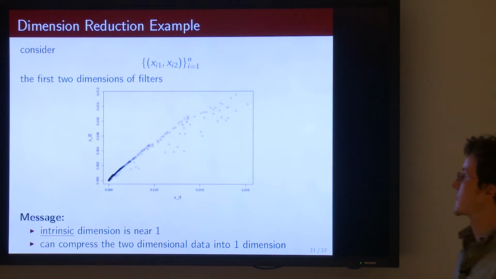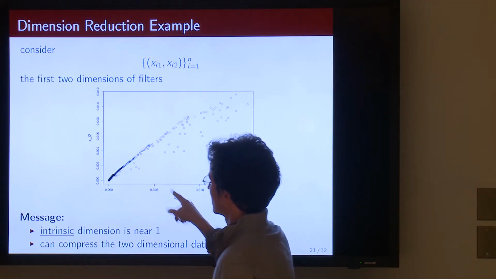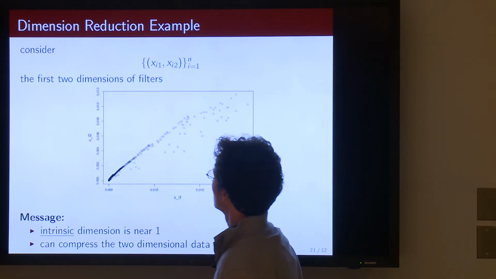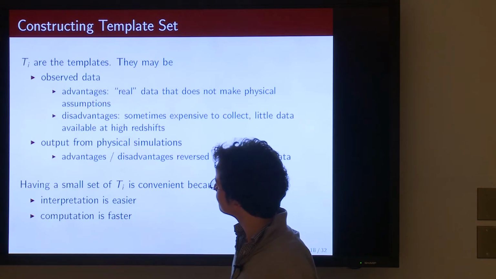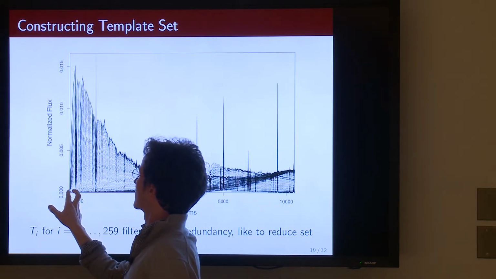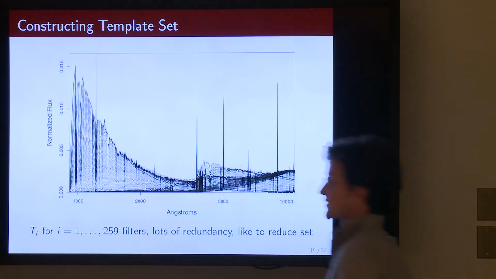This just gives an example of why you might think the dimension is much less than P, which is a few thousand. If you plot the template values from the first coordinate against the template values from the second coordinate, you can see that they're pretty highly correlated. The first two coordinates are plotted against each other, and they're highly correlated because these are continuous functions.